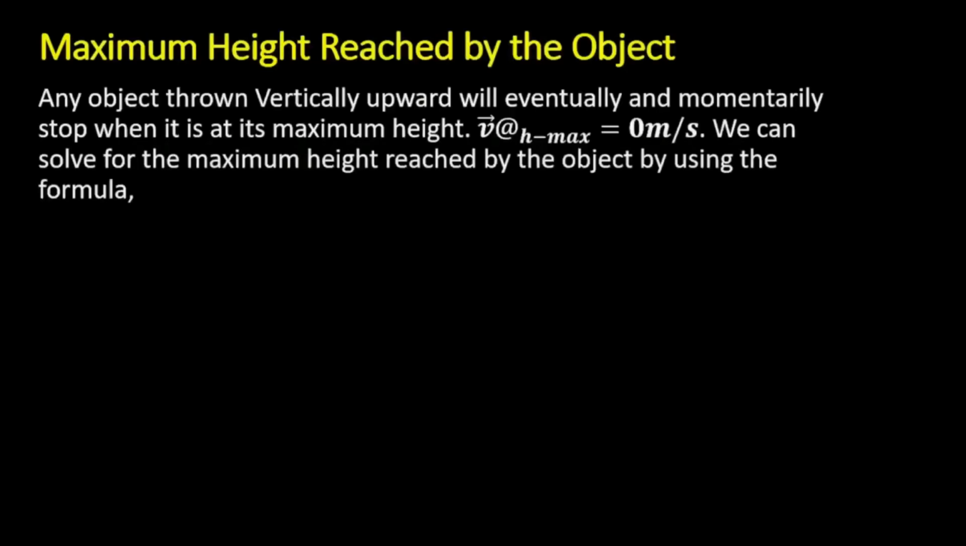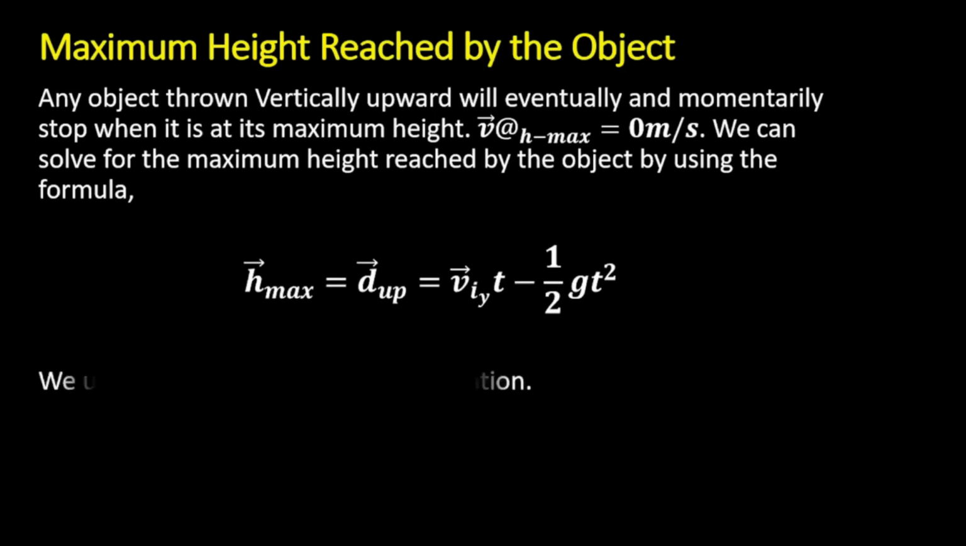Maximum height reached by the object. Any object thrown vertically upwards will eventually and momentarily stop when it is at its maximum height. The final velocity at its maximum height is equal to 0 meters per second. We can solve for the maximum height, or h max, reached by the object by using the formula. Maximum height reached by an object is equal to d up is equal to v sub i along the y-axis times t minus 1/2 g t squared. We use the value of t up for time t in this equation.